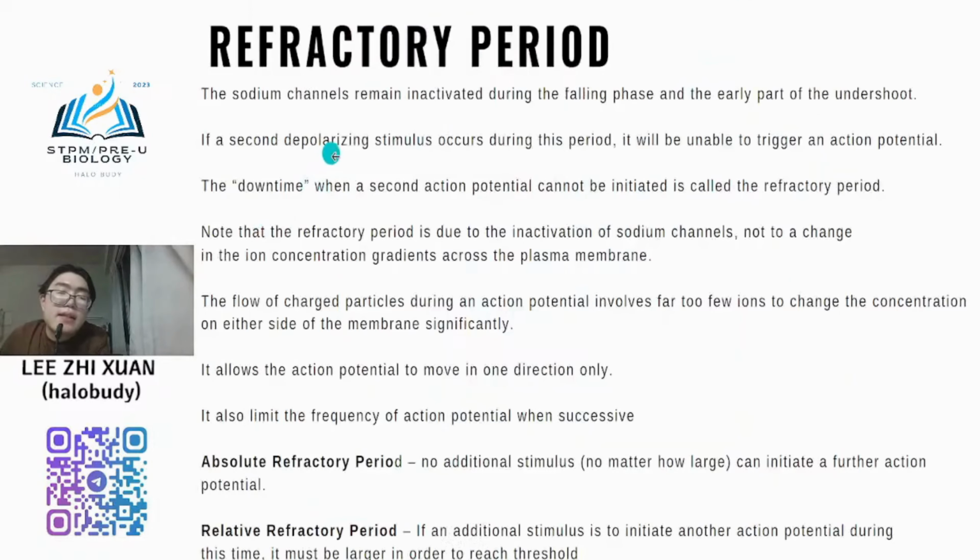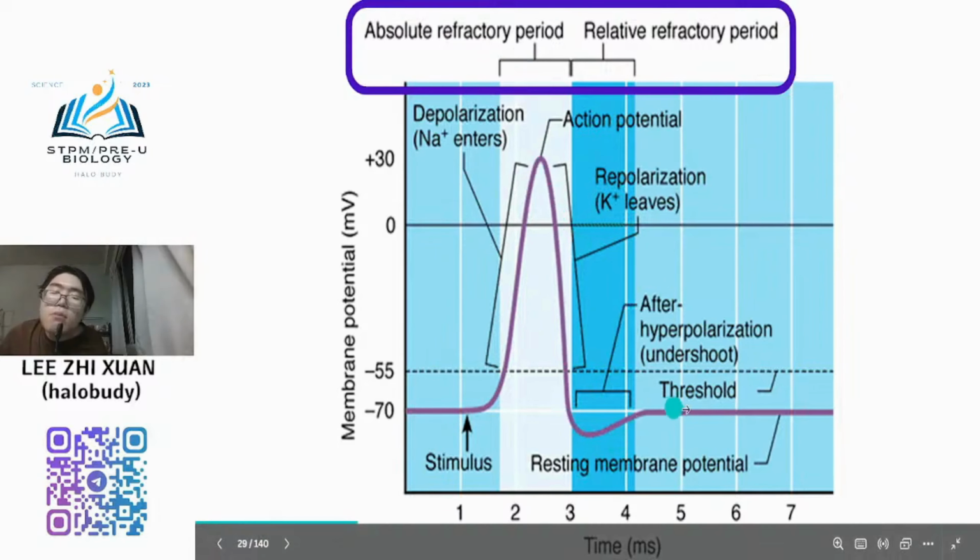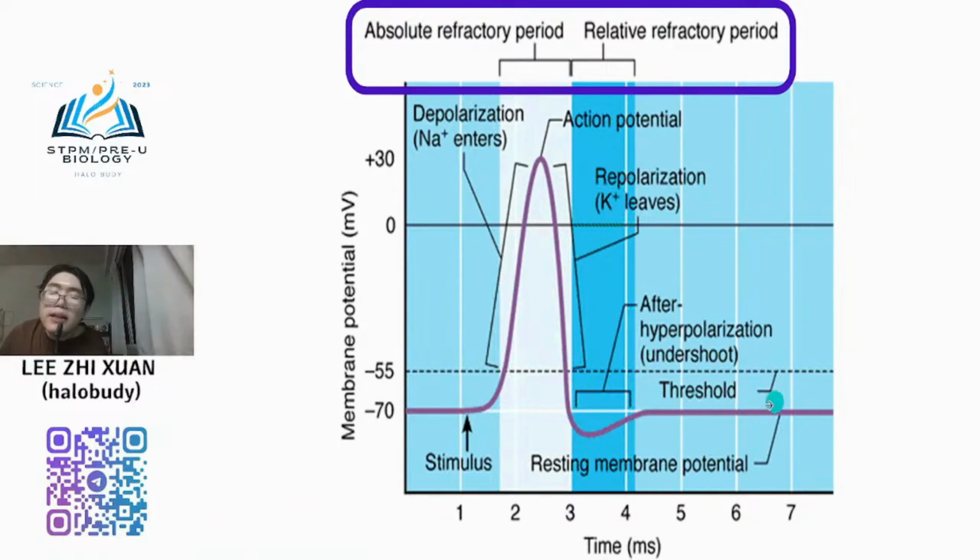If a second depolarizing stimulus occurs during this period, it is unable to trigger an action potential. This period actually prevents frequent action potentials. When the membrane potential is starting to decrease and at the same time another stimulus comes, this stimulus will be inhibited. It can't go further, because of the refractory period. It has to finish one round, then it can trigger another action potential.